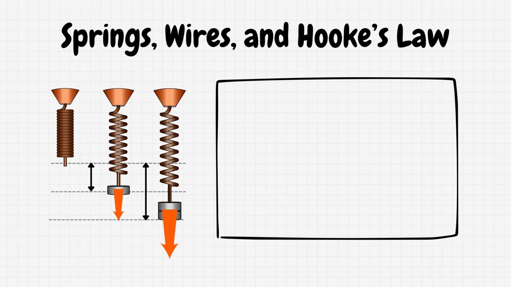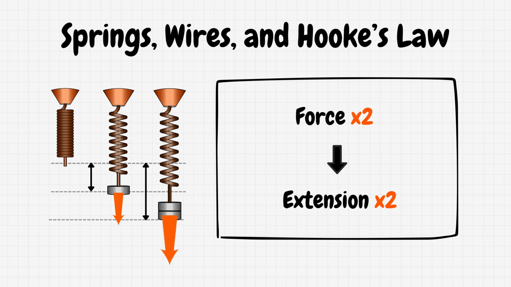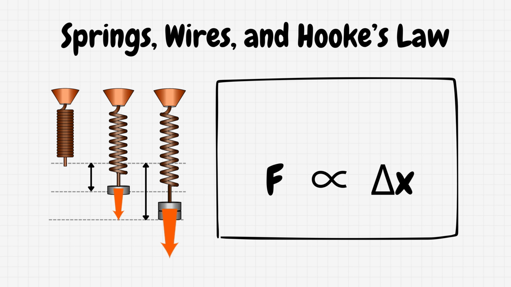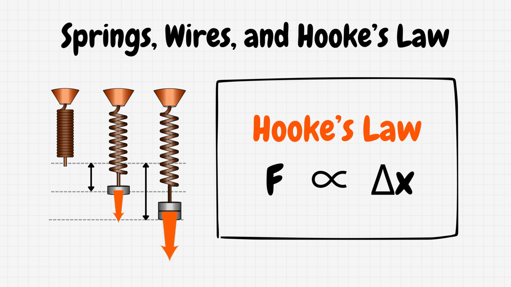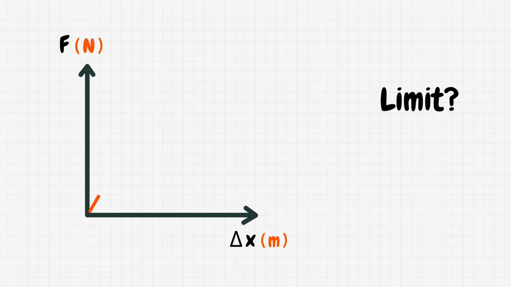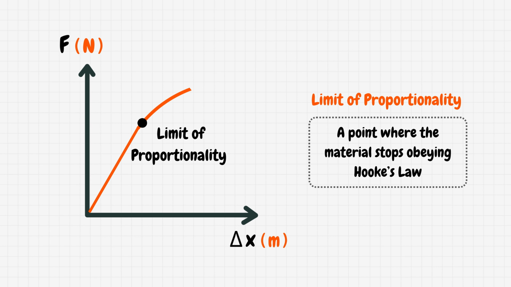In other words, double the force, double the stretch, or F proportional to delta x. This relationship is called Hooke's law. And when you plot it on a graph, force versus extension, you get a straight line through the origin. But Hooke's law only works up to a certain limit. If you keep increasing the force, eventually the graph starts to curve. That point is called the limit of proportionality. Beyond this point, the spring stretches more than expected for each extra bit of force.